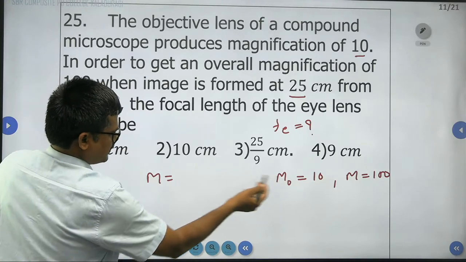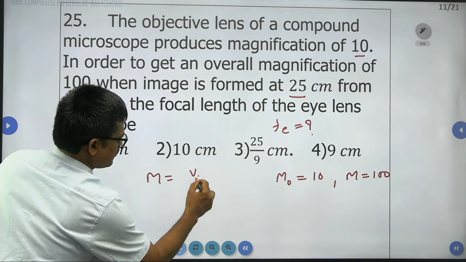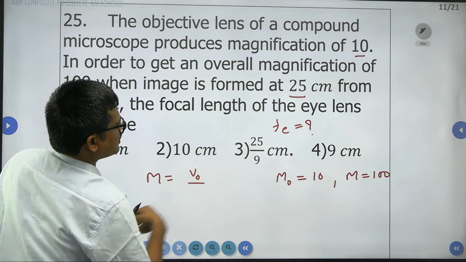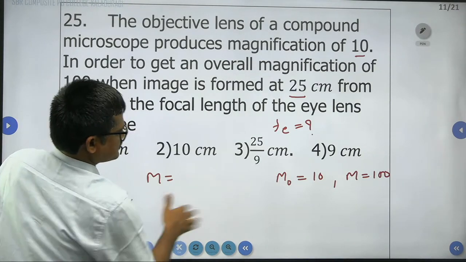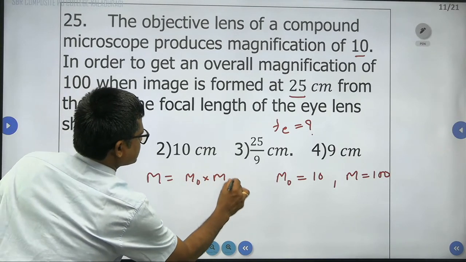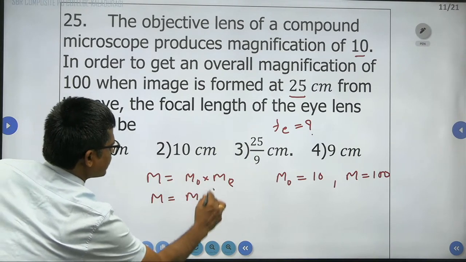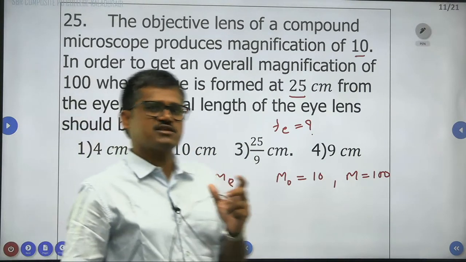What is the formula we are using here? So it will be what? Let me use this formula: M naught into M E. I'll go with this formula. So M naught, let me retain it. What is the M E here? M E, you know, is for the second lens, convex.